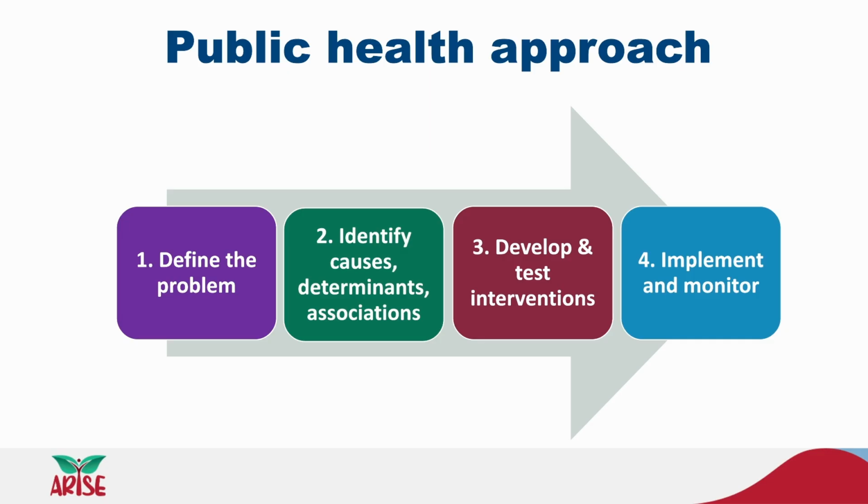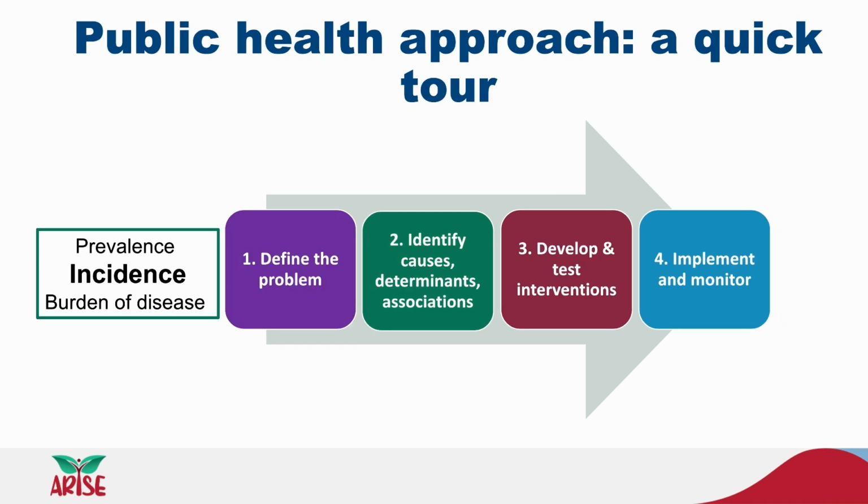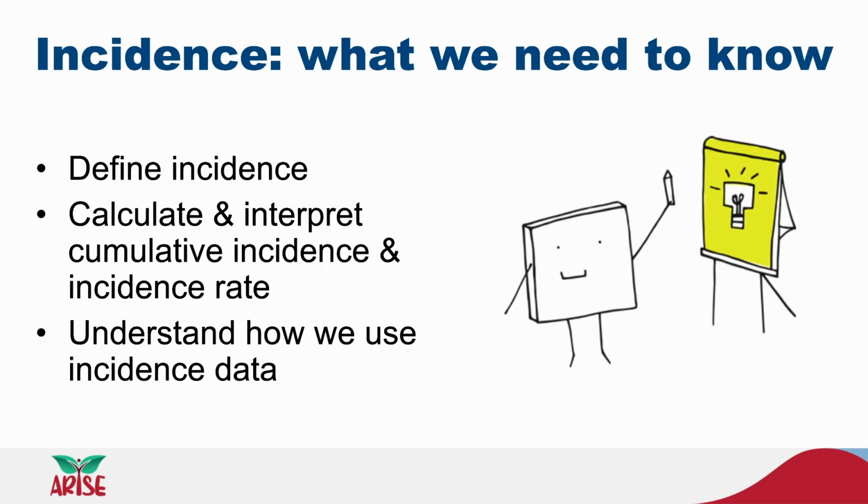When we are interested in improving health at the population level, we start with defining the problem before we move to the other steps. We often define the problem by describing the prevalence, incidence, and burden of disease for a particular condition or health-related behavior or event. As I mentioned, today we will be discussing incidence. So, what do we know about incidence? Well, first, we need to know what it means. Then we should be able to calculate incidence given certain pieces of information. Lastly, we need to think about how we can use incidence data.